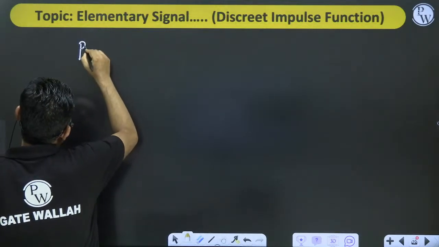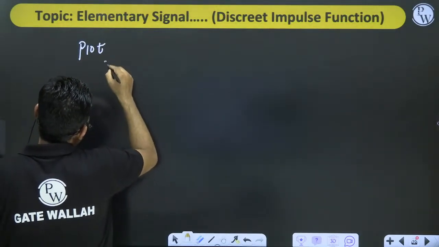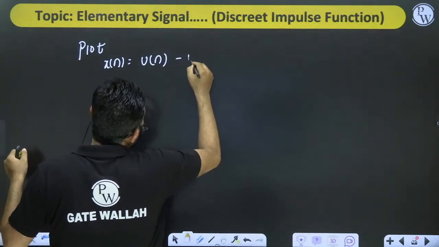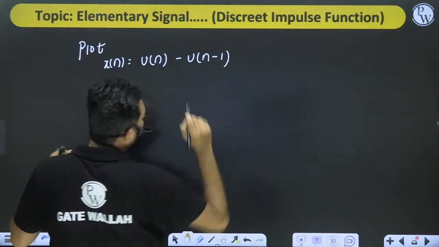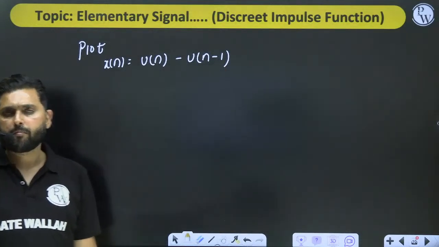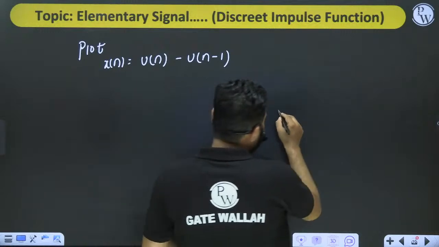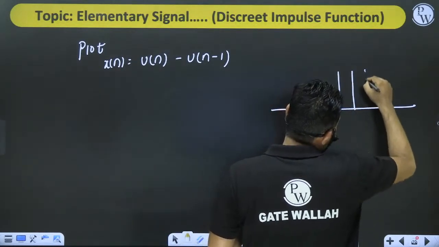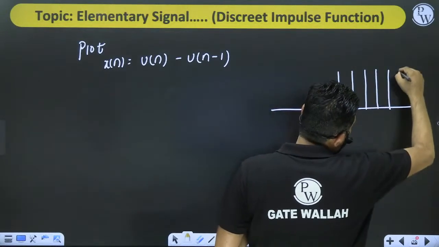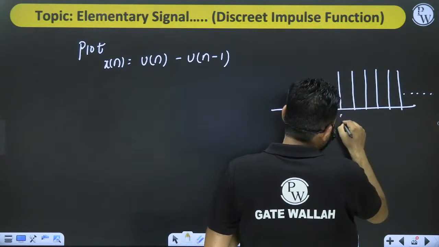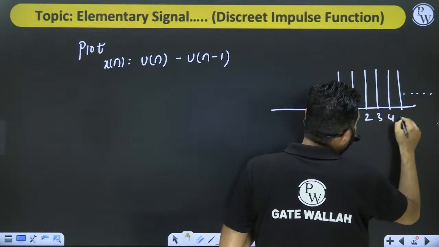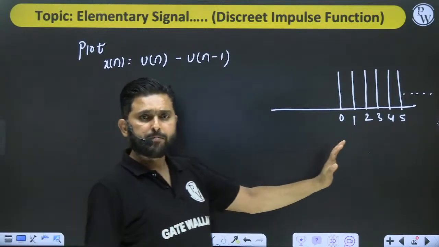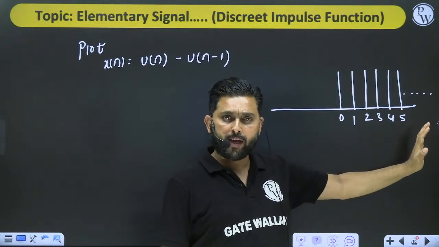Plot x[n], which is u[n] minus u[n minus 1]. What is u[n]? u[n] is a function which exists for n = 0, 1, 2, 3, 4, 5, and so on. This is what my u[n] is. It is just the discrete version of u(t), okay?